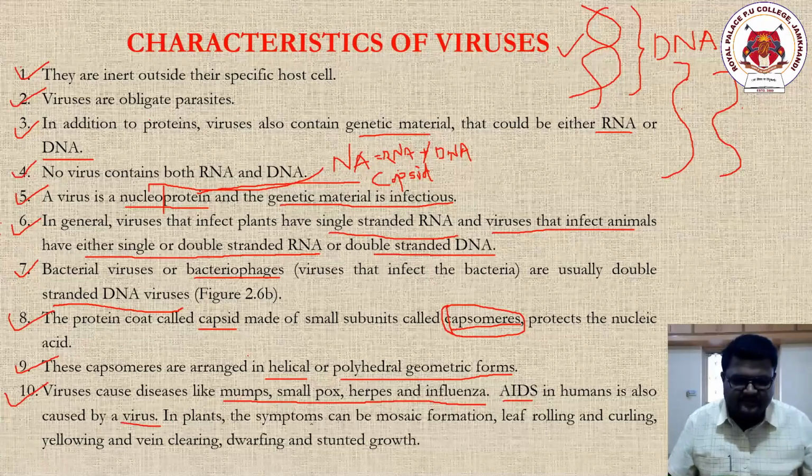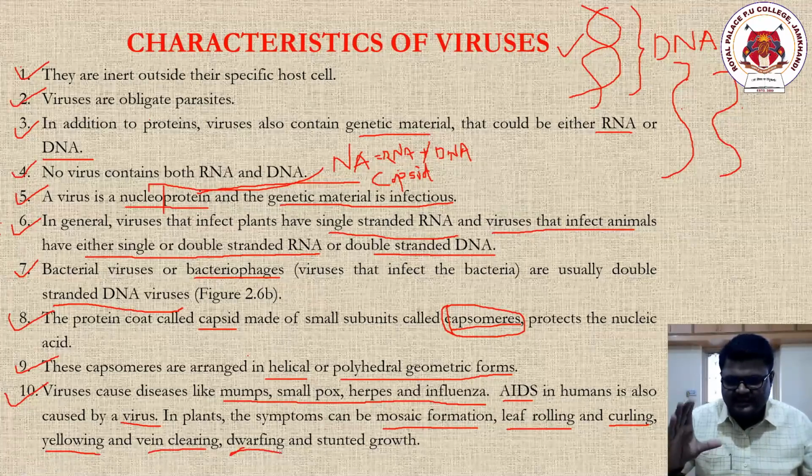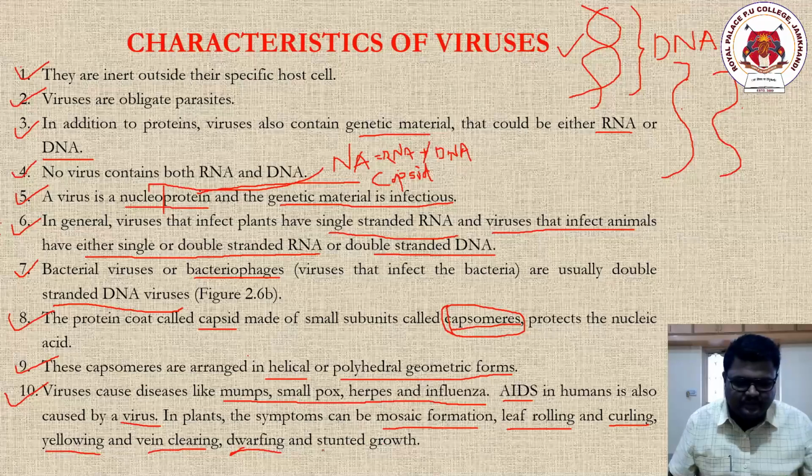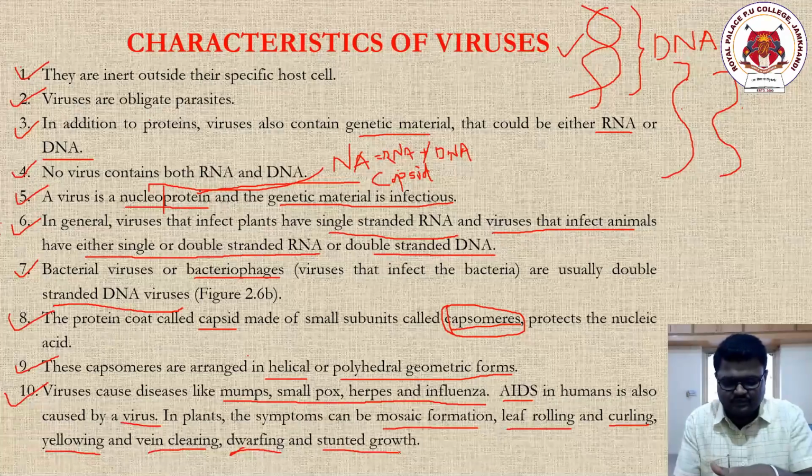In the plants, the symptoms can be mosaic formation, leaf rolling and curling, yellowing and vein clearing, dwarfing. The meaning of dwarfing is shortness and stunted growth. Stunted growth means there is a stoppage of growth. If the plant is growing, it is in an increasing way. If the plant has stopped its growth, it is called stunted growth. Rest all the activities are happening.